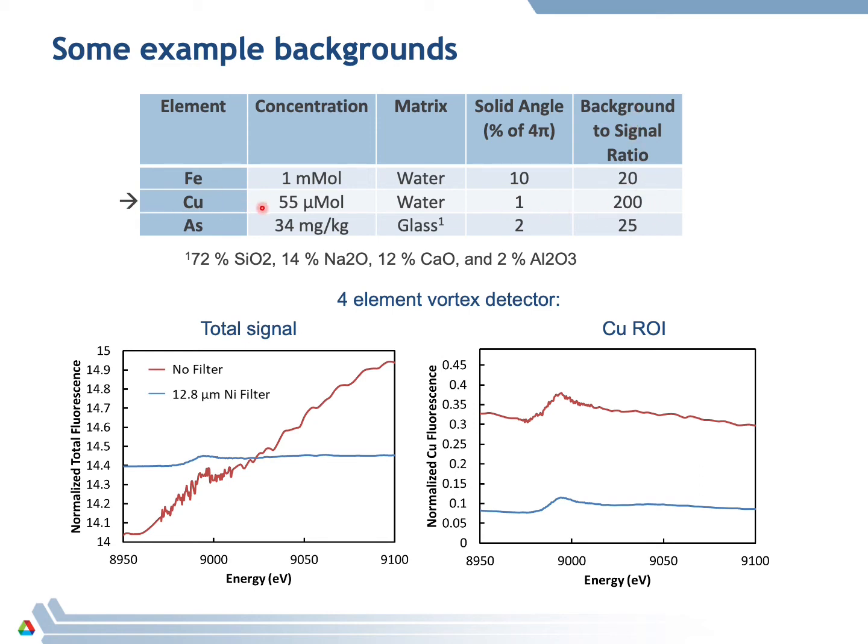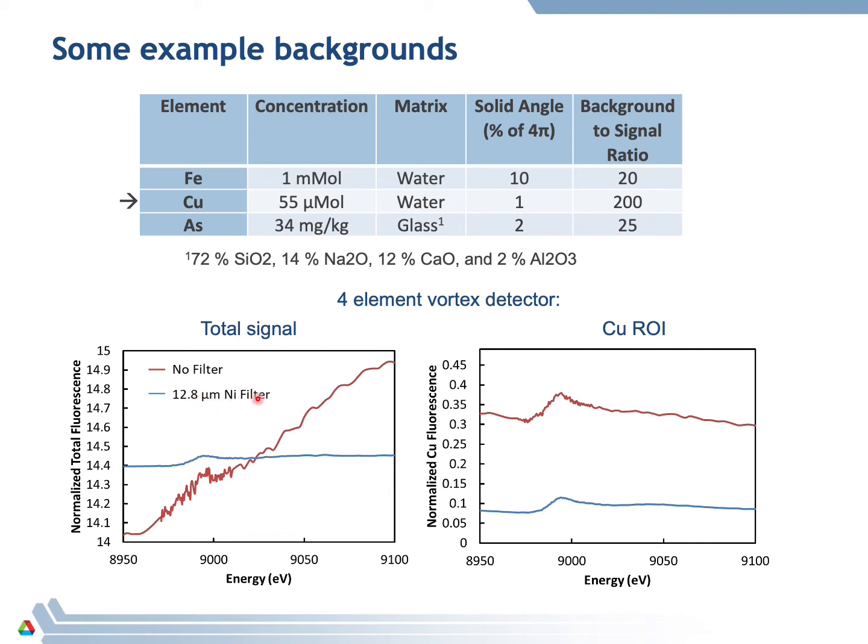So let's go back to this copper example. I used a Vortex detector, a solid state detector, but if I don't use the energy resolution of the detector, and just look at the total signal from the detector, you can see without any filters or anything, basically we can't see the edge. There's all kinds of other contamination in the beam, so we can't really see an edge.